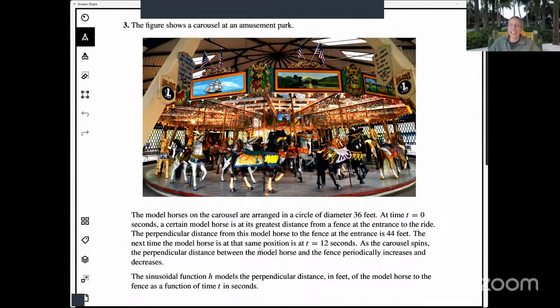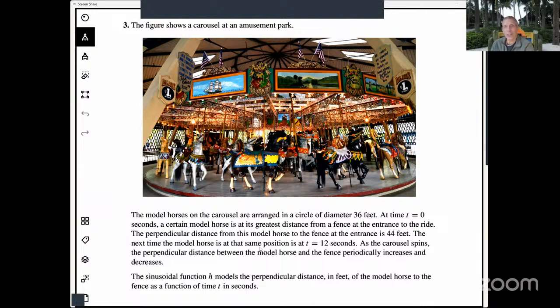And this actually has it. Do you remember if you're on the outside horse, you can go around and pull that golden ring? They actually have that on this carousel. It's very cool.